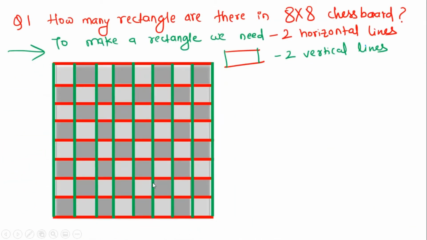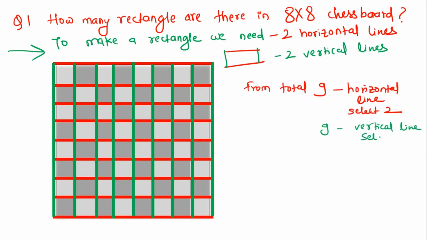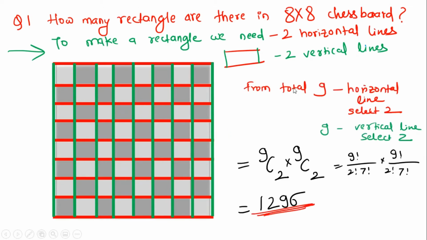So in total, on a larger scale, there are 9 horizontal lines, which are colored in red, and 9 vertical lines, which are colored in green. Now, to make a rectangle, we just need 2 horizontal lines and 2 vertical lines. So from the total 9 horizontal lines, we select just 2 lines, and from the total 9 vertical lines, we select just 2 vertical lines.